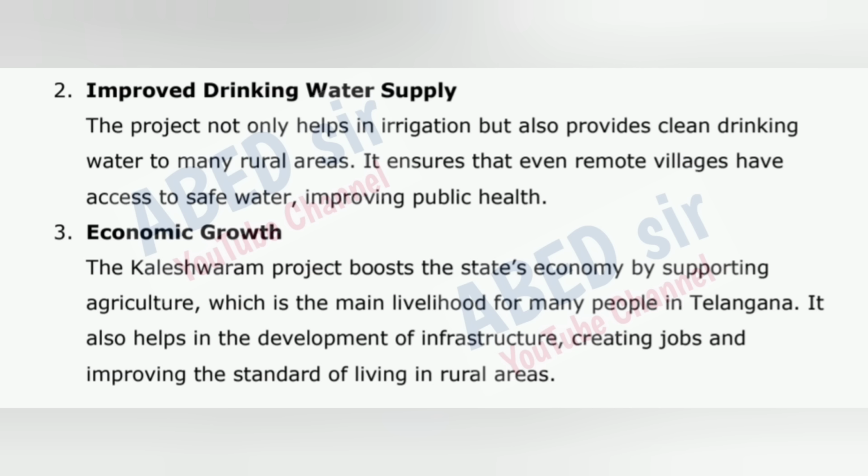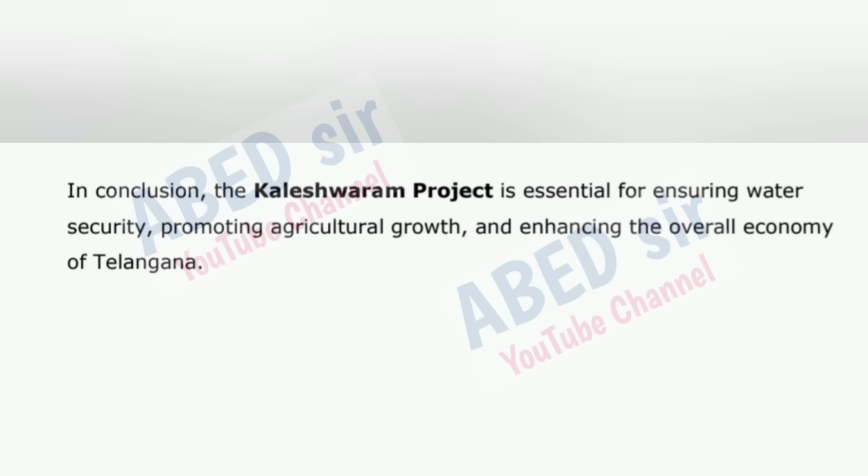2. Improved drinking water supply. The project not only helps in irrigation but also provides clean drinking water to many rural areas. It ensures that even remote villages have access to safe water, improving public health. 3. Economic growth. The Kaleshwaram project boosts the state's economy by supporting agriculture, which is the main livelihood for many people in Telangana. It also helps in the development of infrastructure, creating jobs and improving the standard of living in rural areas. In conclusion, the Kaleshwaram project is essential for ensuring water security, promoting agricultural growth and enhancing the overall economy of Telangana.